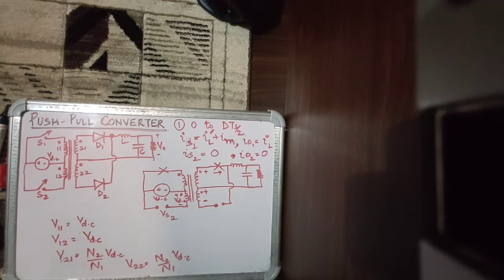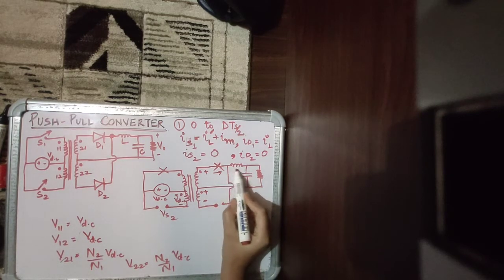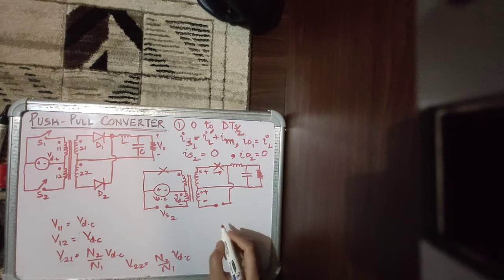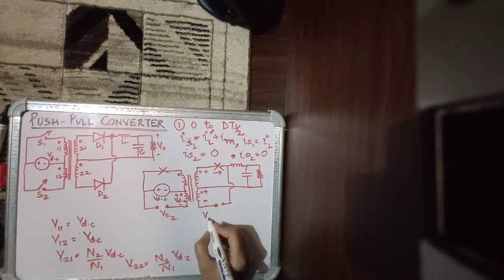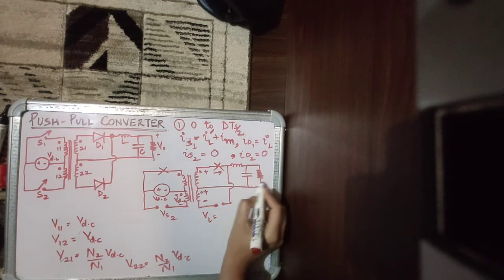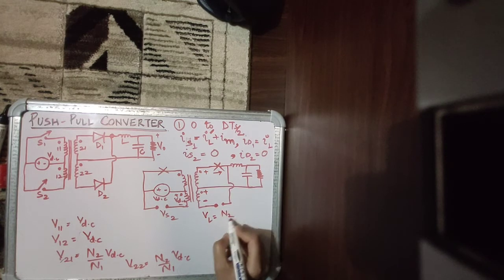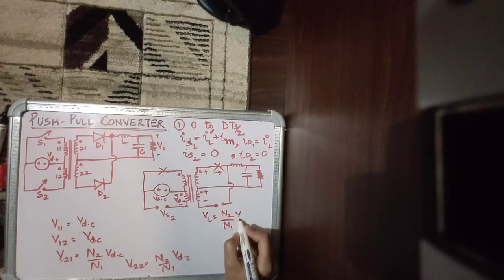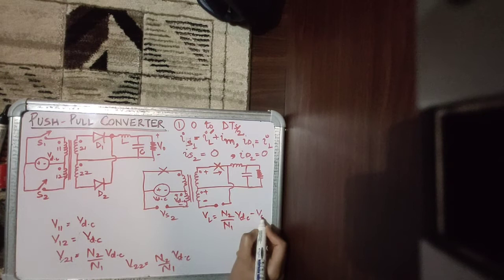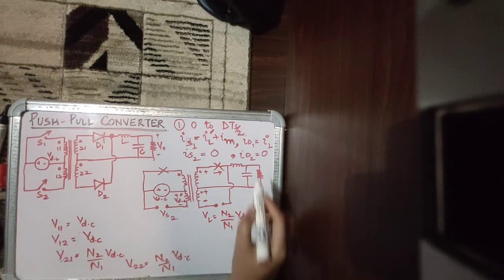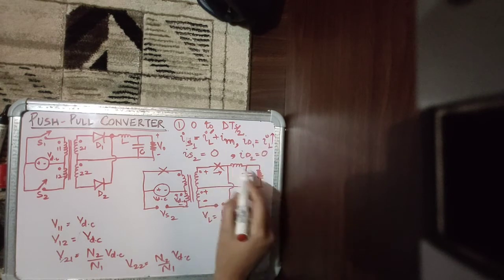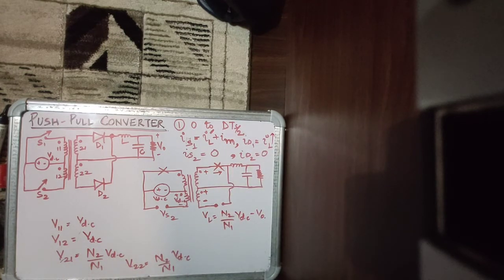Also in this interval, this inductor is storing energy, and the voltage across this inductor is this voltage minus this voltage, so it is N2 upon N1 times VDC minus V0. And this inductor current is obviously rising, which is this current. It is rising because the inductor is storing energy.